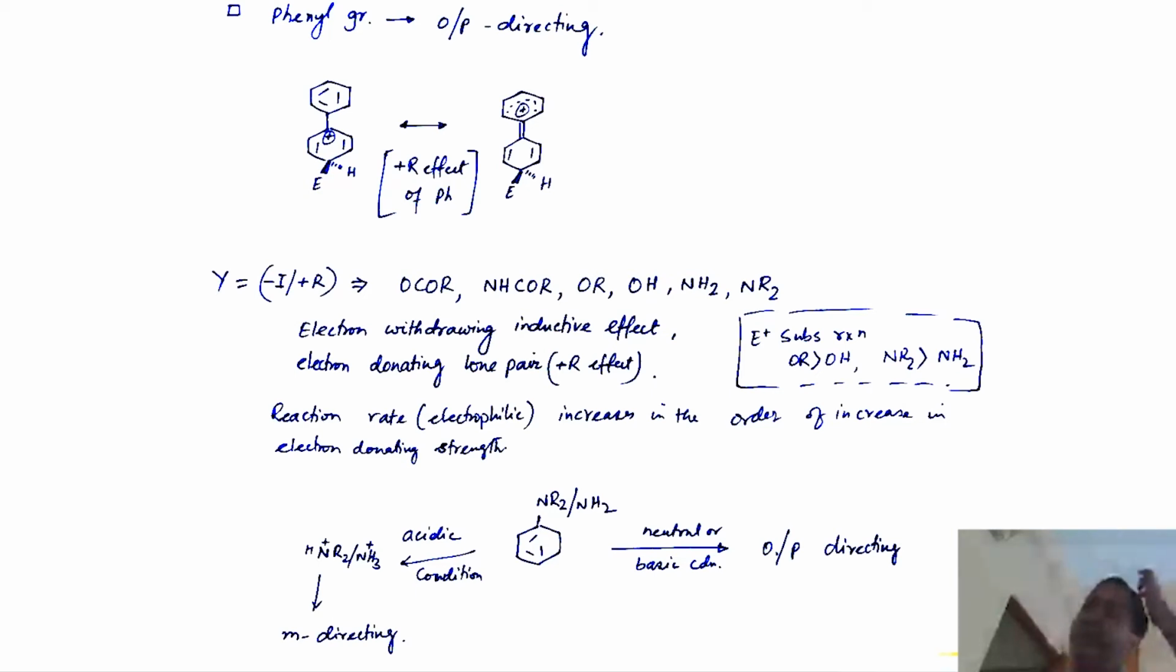But the moment you add acid, these nitrogens take up that proton and become NH3 positive. So this becomes electron withdrawing in nature, and then it leads to meta-directing. So be careful about which pH has been mentioned for your electrophilic attack when it is an amine, because the course of the reaction can entirely change depending on the medium of the reaction.